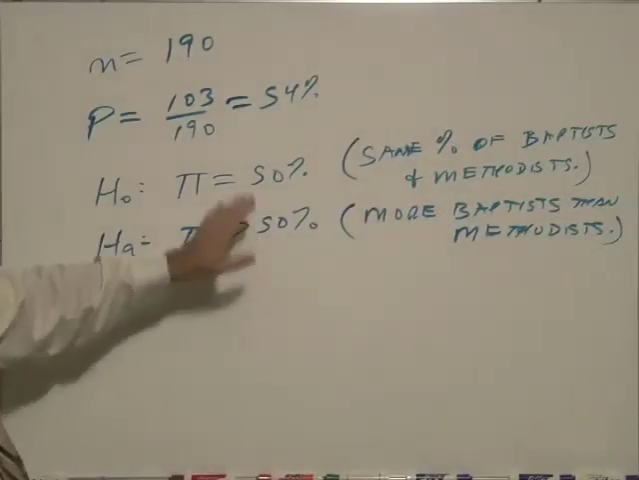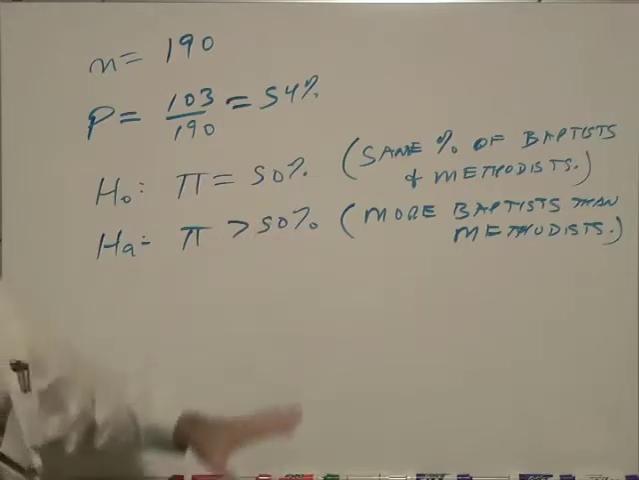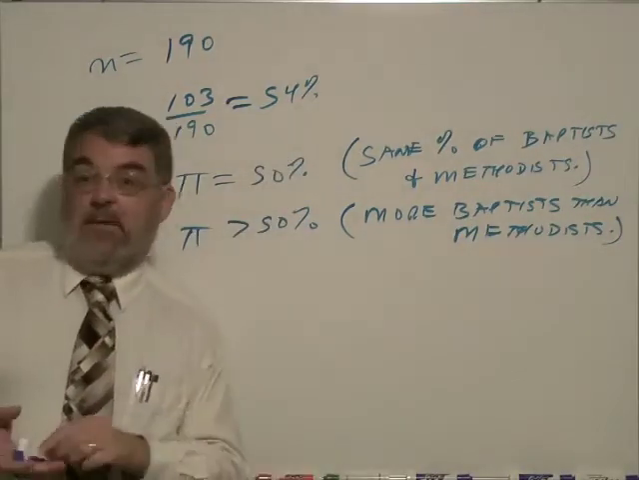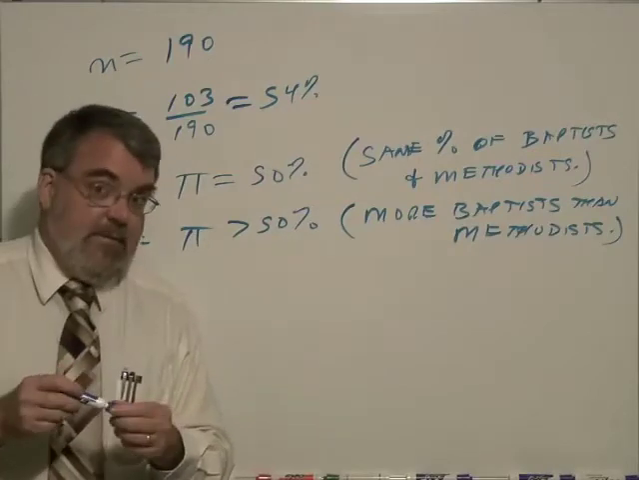Alright, so that makes sense? Our sample really dictates what our alternative hypothesis is. We say, there might be more. Let's see if this is enough evidence to demonstrate that or not.